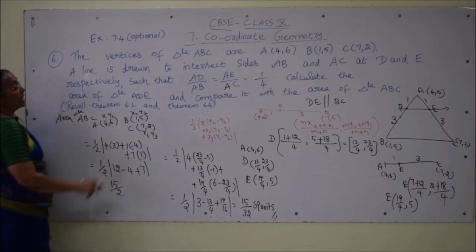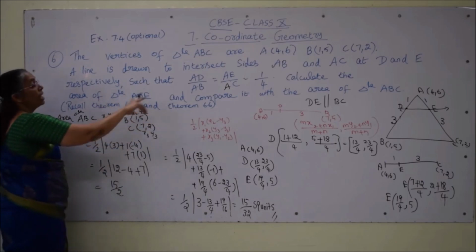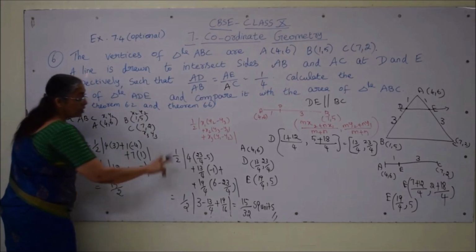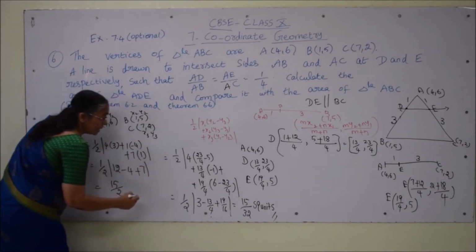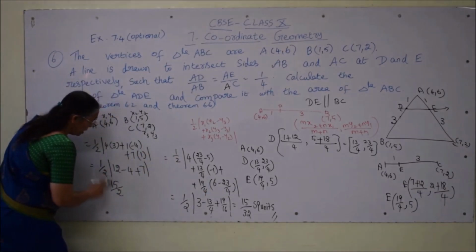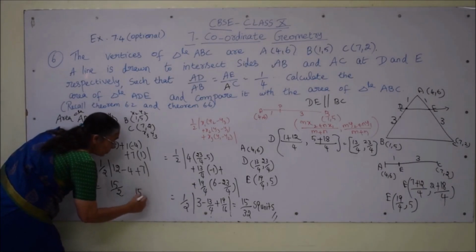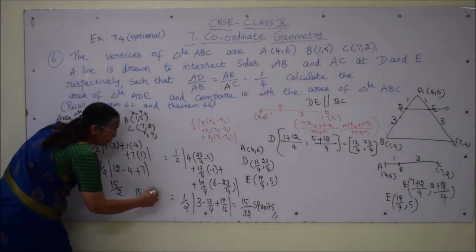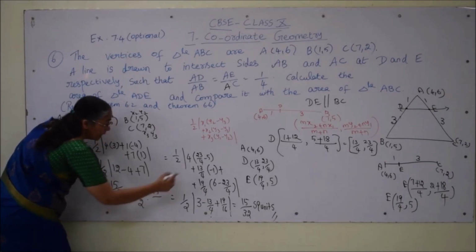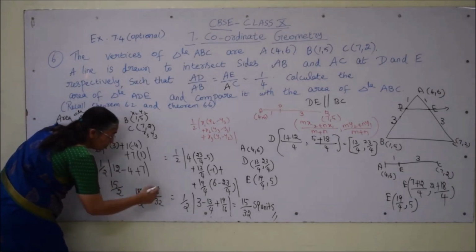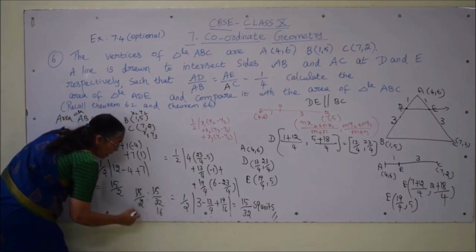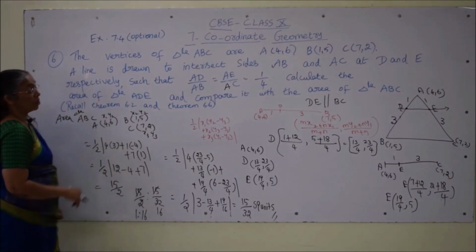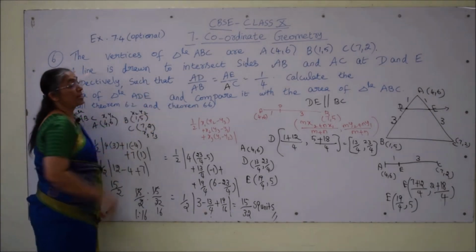Now the ratio between the last one and the area of triangle ABC. So the small one area is 15 by 32 and this one is 15 by 2. So ratio between the bigger triangle ABC to the smaller triangle ADE is nothing but 15 cancel this and this, 1:16. It's not, we have the formula, sorry, that is what theorem 6.6.